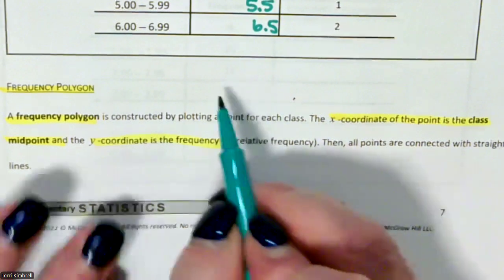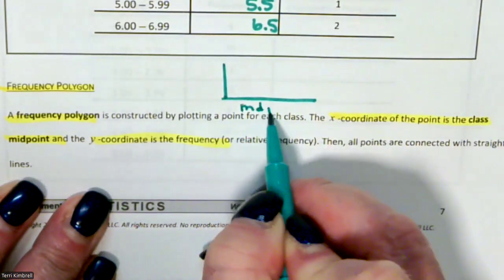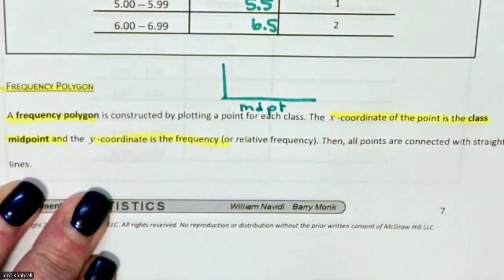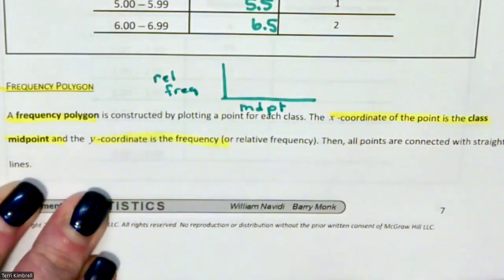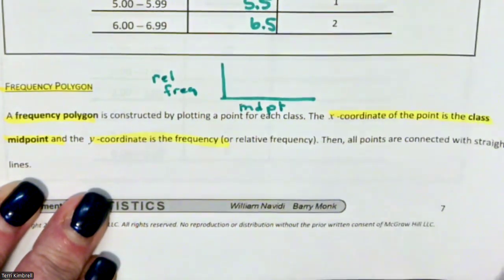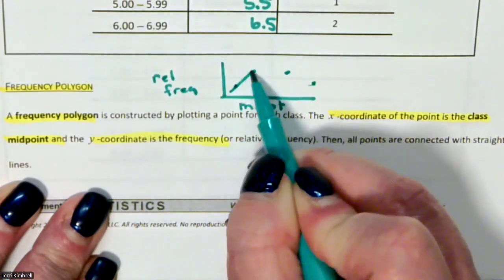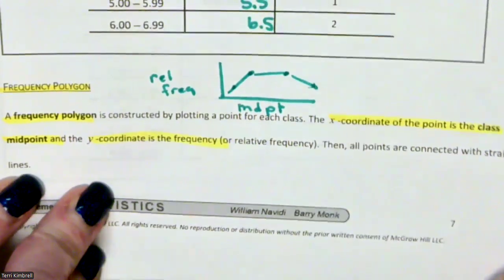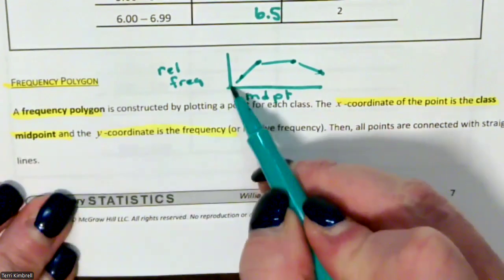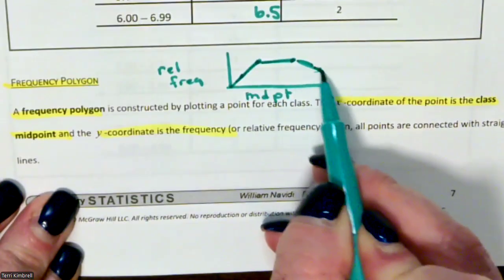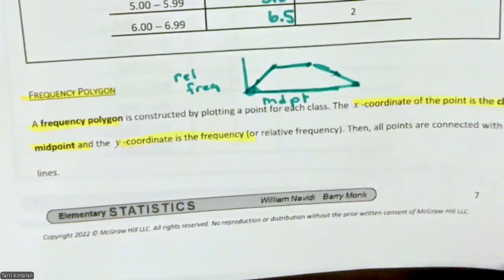So if you're looking at a polygon, your x is going to be the midpoint, and your y-axis is going to be the relative frequency. And then you're going to see some dots that are connected. You can see it's going up right here, down, and it's just coming back. So it's kind of connected right there. That's a frequency polygon.